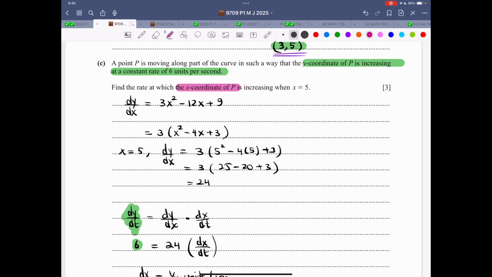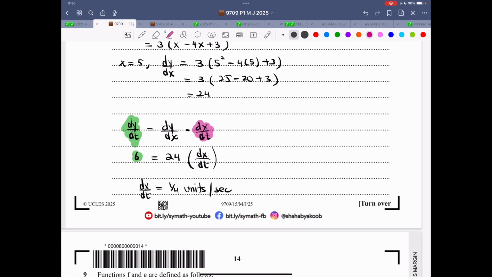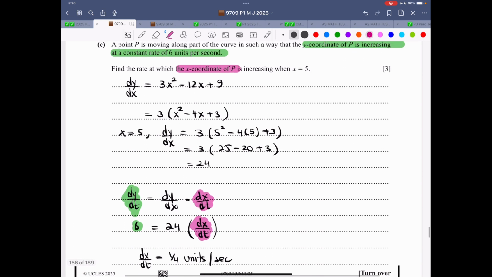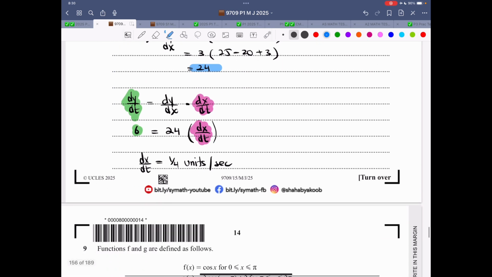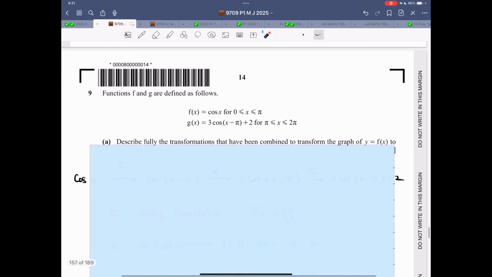We are looking for this when x equals 5. So we are interested in dx by dt. And we already have x equals 5. Therefore, dy by dx is 24. So that is dy by dx. That is 24 given over here. So we get a very beautiful, simple answer, which is 1/4. Leave the answer in fractions because fractions are beautiful.